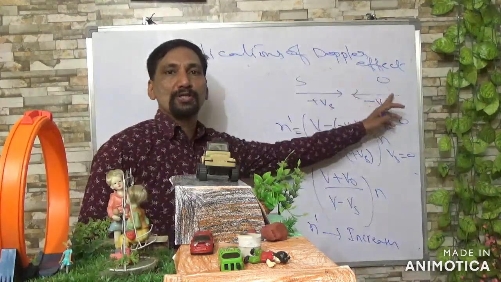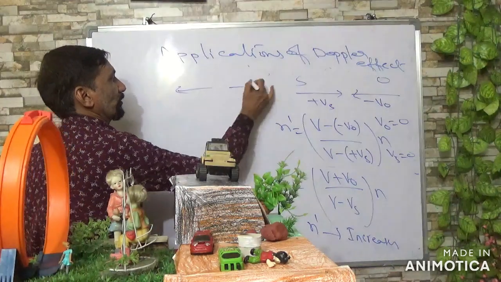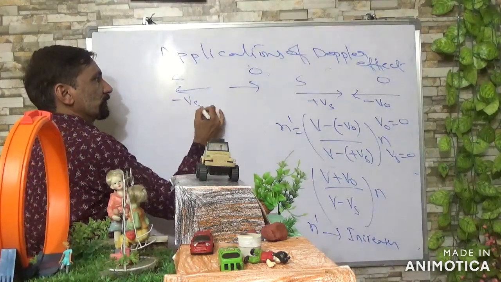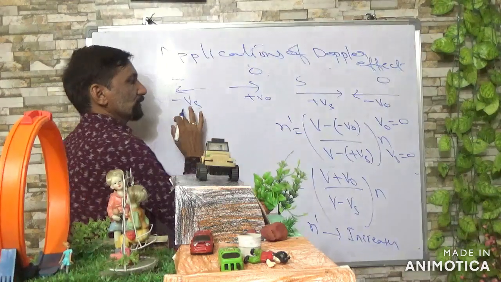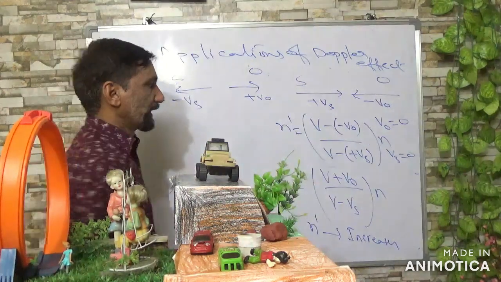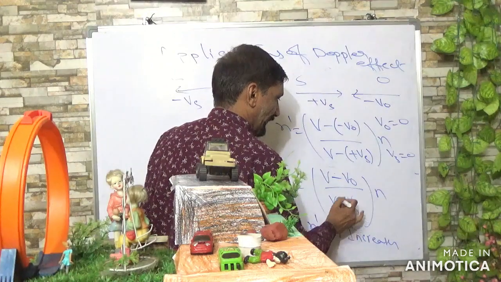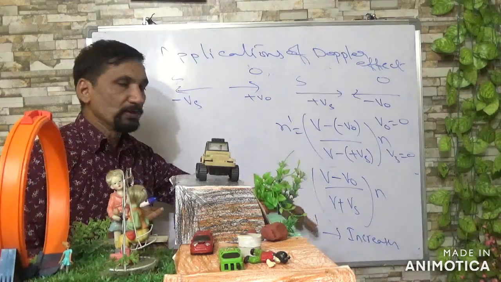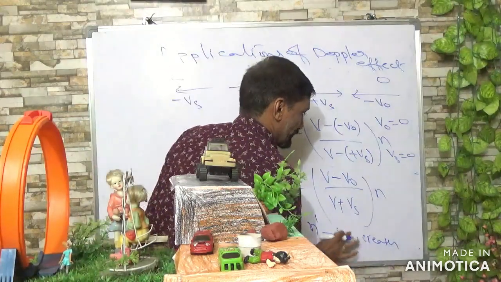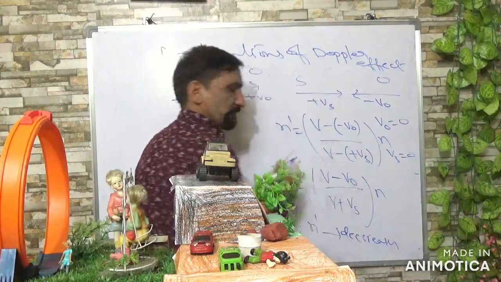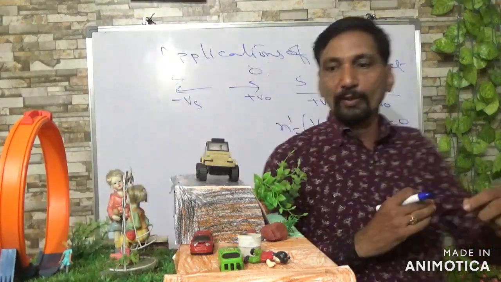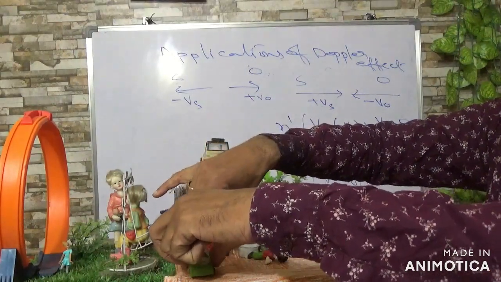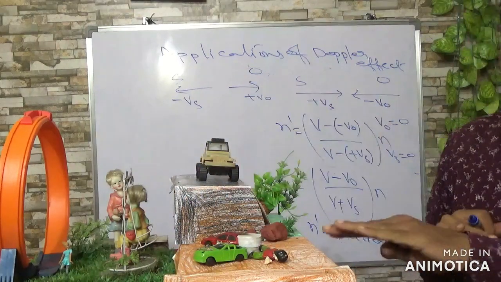Here I have taken the cars approaching each other. You may take one away from the other also. Say source and observer moving away: then Vs will be taken negative and V naught positive, and substituted in the formula. So you get minus and plus. What do you notice? Here numerator has less value than denominator. So instead of increasing, you get decreasing. That is when they are going away from one another. This is source, this is observer, moving away. So it is one model.